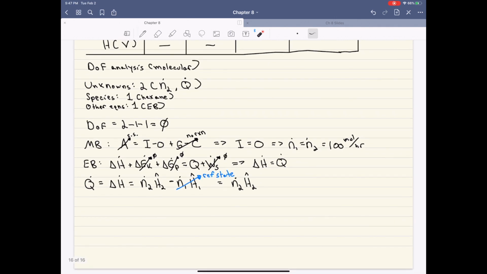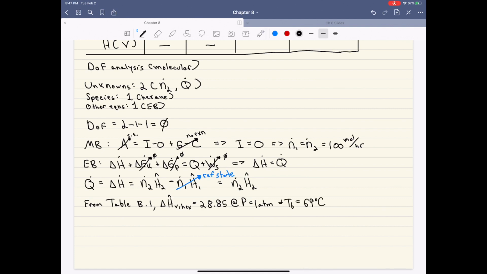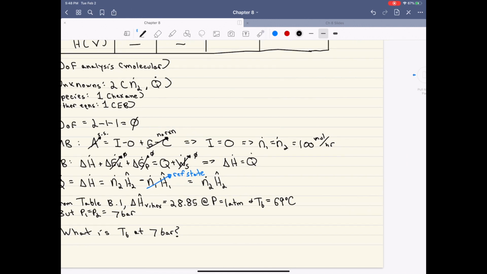And so, just to write out what we've seen so far from table B1, we see that HV hexane is equal to 28.85 at a pressure of 1 atm and a boiling point temperature of 69 degrees Celsius, roughly. Okay, but for us, the issue is that P is equal to 7 bar, so about 7 times the atmospheric pressure. Okay? Alright, and so the question we have is, what is TB at 7 bar? Okay? So, how can we figure that out?